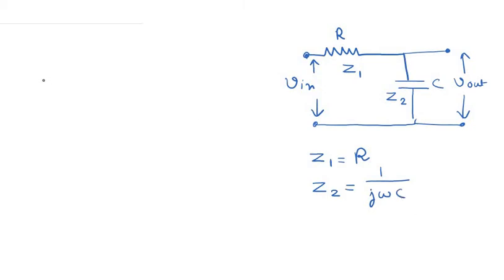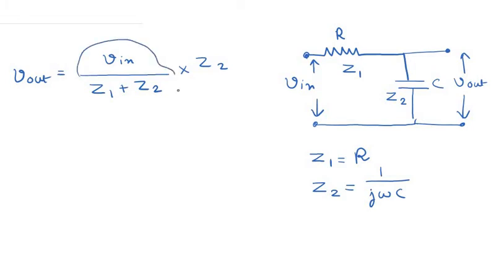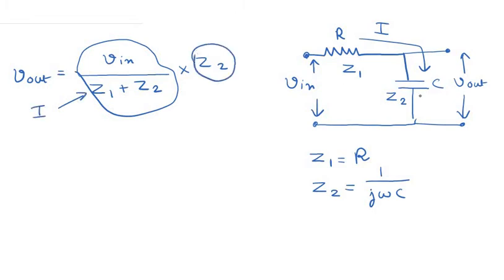Now V out is basically V in divided by Z1 plus Z2, into Z2. So V in divided by Z1 plus Z2 basically gives us the current that is flowing through the circuit. Let us call this I. And when you multiply it with Z2, this basically gives the potential drop across this impedance Z2, or the capacitor C here.